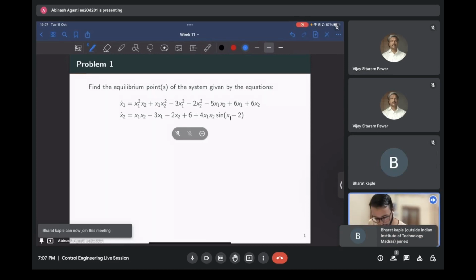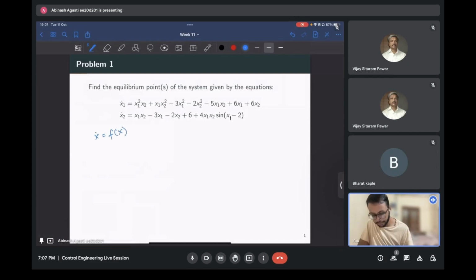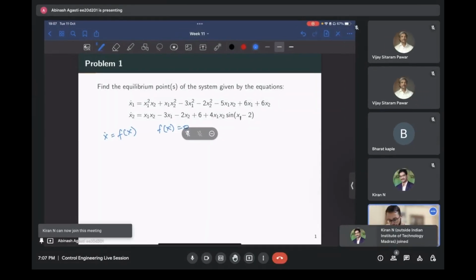We want to find the equilibrium points of the system. Know that whenever we have some system like x dot is equal to some f of x, what we want to do is to find the equilibrium points, we want to solve for f of x equal to 0. That is, at these points, there is no velocity to the states. Like if the state is at this point, then it wouldn't move anywhere away from it unless perturbed. So with that in mind, we want to find the equilibrium points for this given state space representation.